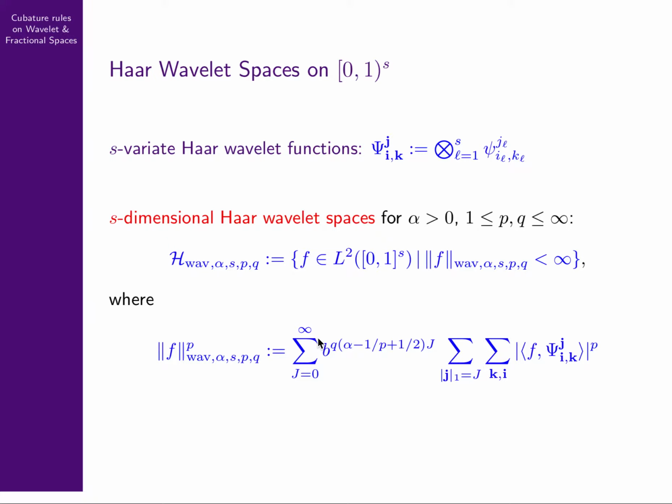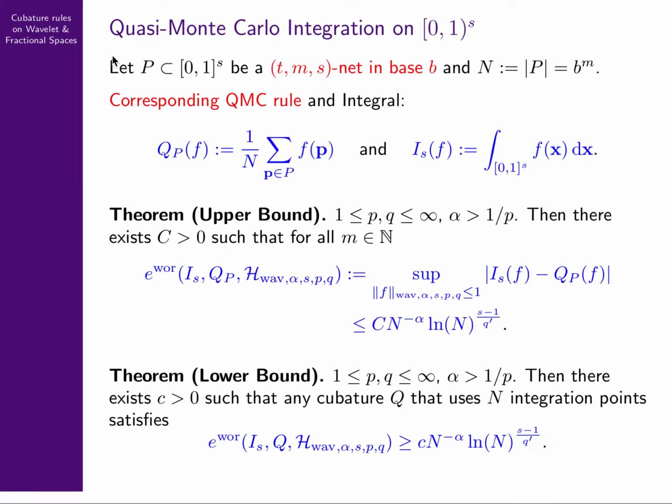So now, after we have defined our Haar wavelet spaces, we can have a look at Quasi-Monte Carlo integration over the S-dimensional unit cube. So let us have a look at some specific point sets, namely at TMS nets in base B. Here, capital N should denote the number of points of such a TMS net, and capital N is nothing but B to the power M. We can have a look at the corresponding QMC rule, Q index P, which is an equal weight cubature rule, and the integration knots are simply the points from our TMS net.